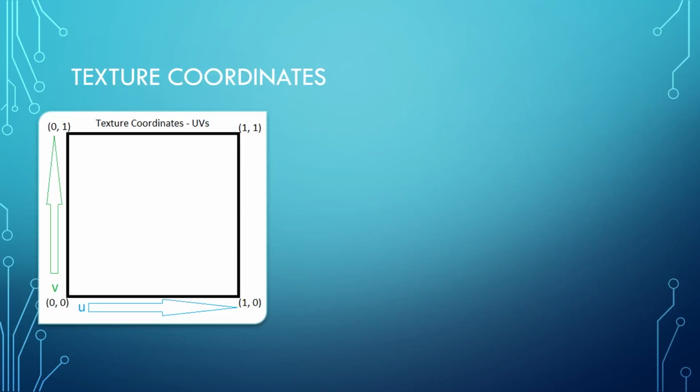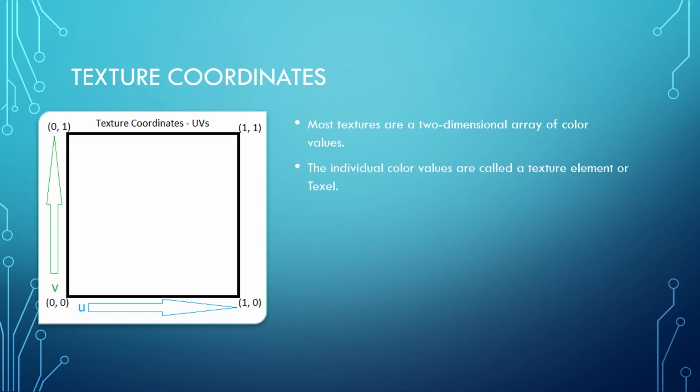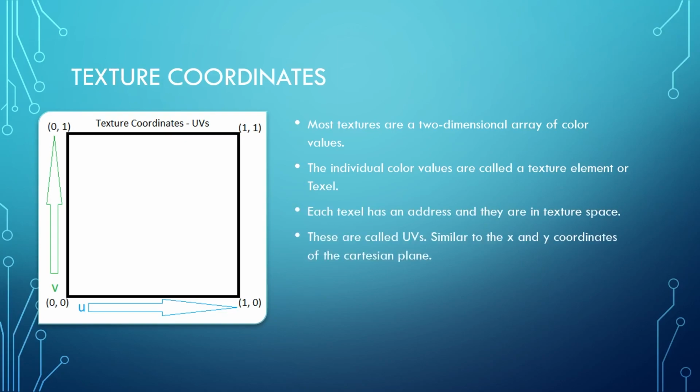So let's take a look at texture coordinates. Most textures are a 2D array of various color values. The individual color values are called texture elements or texels. Each texel has an address and they are in something called texture space. These are usually called UVs and they are similar to your X and Y coordinates on the Cartesian plane. Each texel coordinate must be mapped to each vertex and has a range of 0 to 1. If you look at the image here, in OpenGL, the texture coordinates start from the bottom left corner and go outwards. If you used SDL before, this is the opposite to what we're used to there.